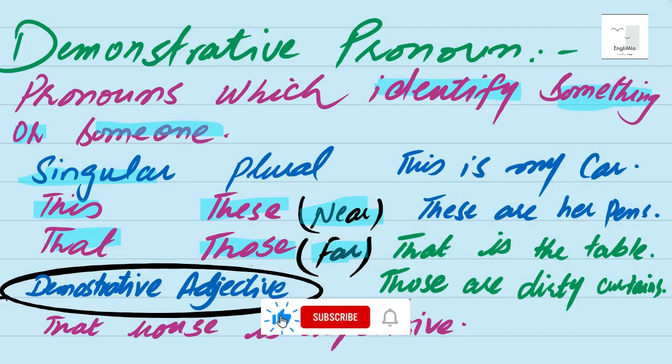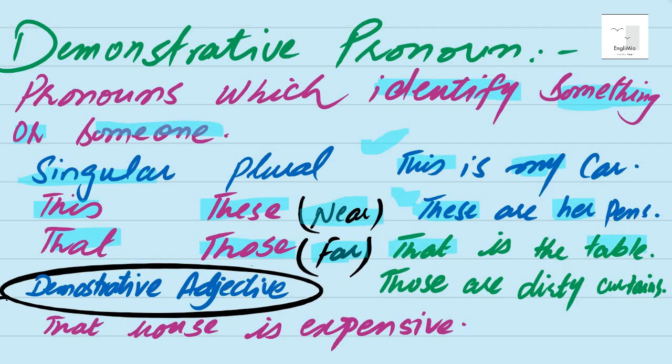For example, this is my car. These are her pens. This is singular, the second one is plural, and the first one is singular. You can see the difference. That is the table, and those are dirty curtains. It means कि आप पॉइंट आउट कर रहे हैं कोई दूर की चीज़ को, और दिस में आपको वो नियर लगती है, या फिर दीज में.